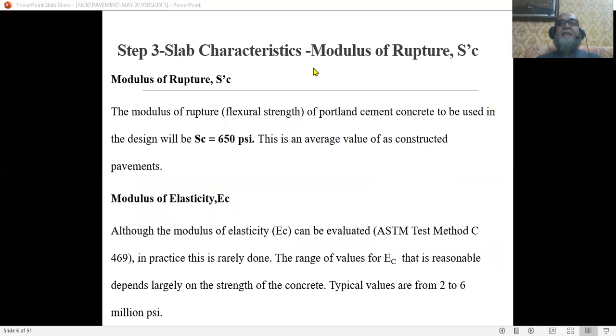The third parameter is the modulus of rupture, abbreviated as S'c. It is the value of flexural strength of Portland cement, and it is taken as 650 psi for practical purposes. Then the modulus of elasticity you can evaluate by performing a test method, but in practice you don't do it. There is a range of values between 2 to 6 million, and we take 4 million. This is an average, 2 to 6, the average is 4 million psi.